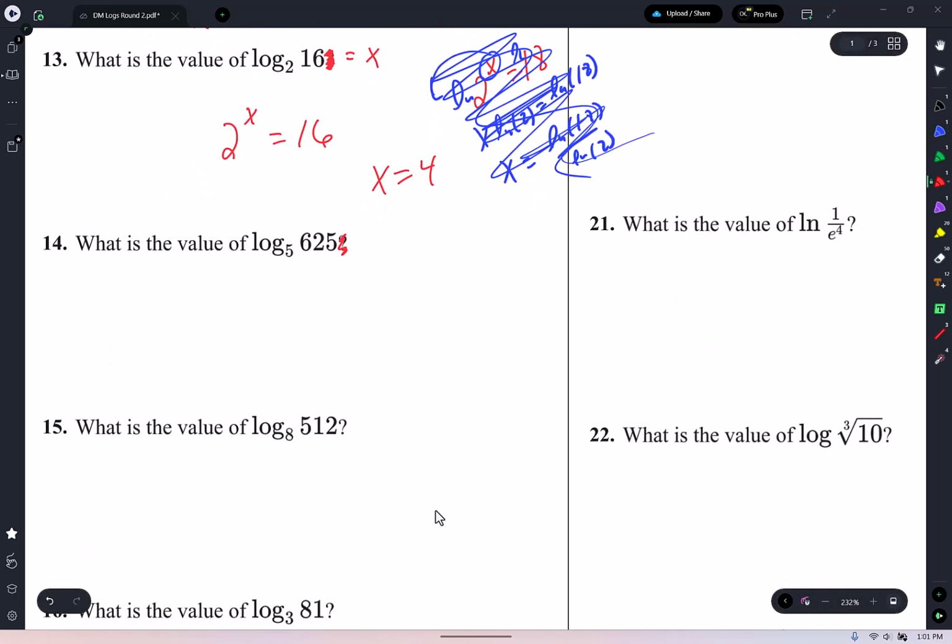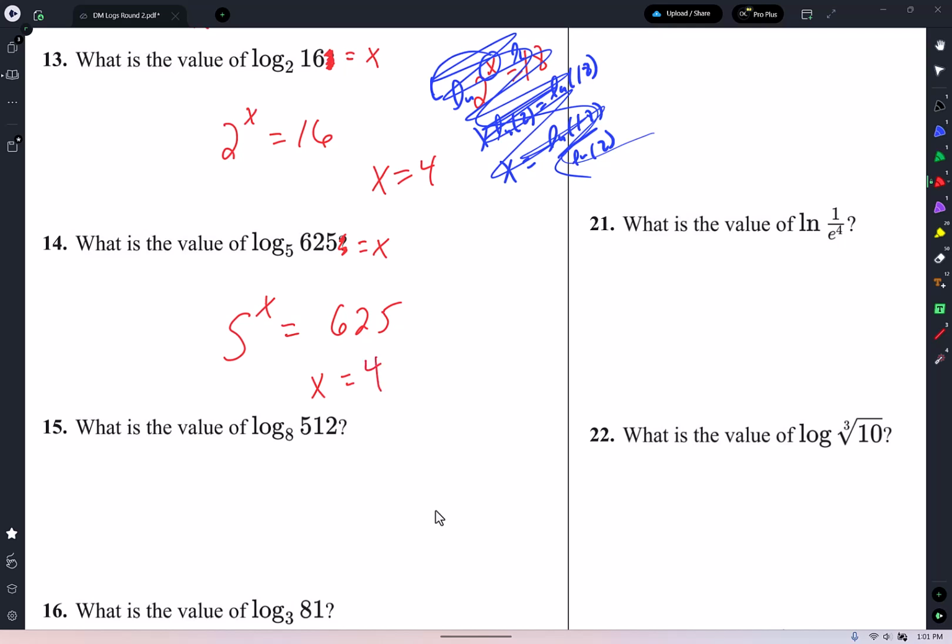Cool, guys? All right, here we go. Set that equal to x. If you see the answer already, then just answer it. 5 to the power x equals 625. Let's see, 5 to the power 1 is 5. 5 to the power 2 is 25. 5 to the power 3 is 25 times 5, which is 125. 125 times 5. So it's 4.